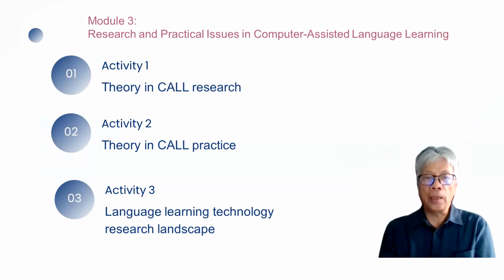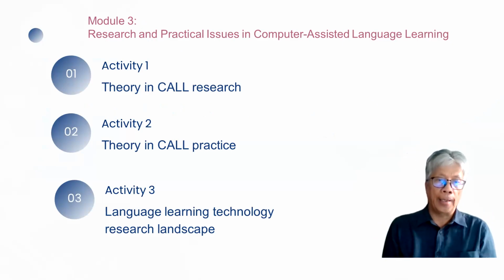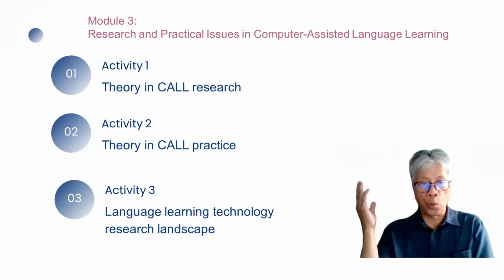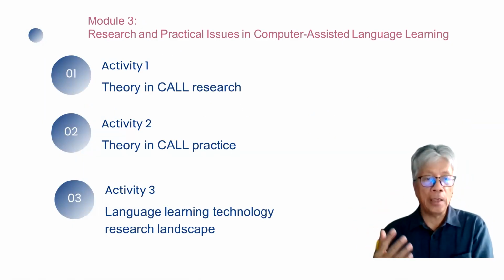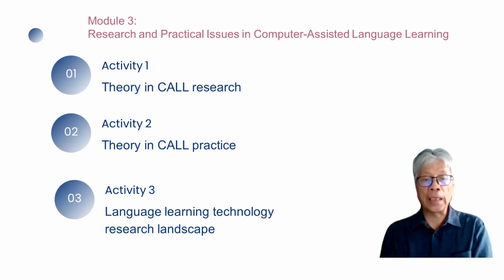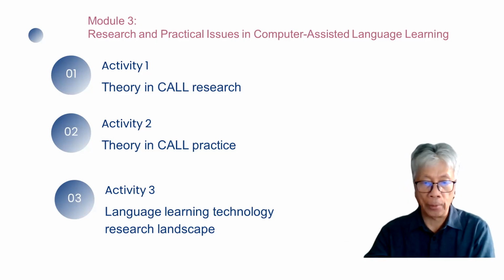There are going to be three activities. Activity 1, we'll talk about theory, CALL, and research. Then Activity 2 will talk more on theory and CALL practice. Activity 3, the language learning technology research landscape. So we're going to look at the landscape. Let's go into more detail about these activities.